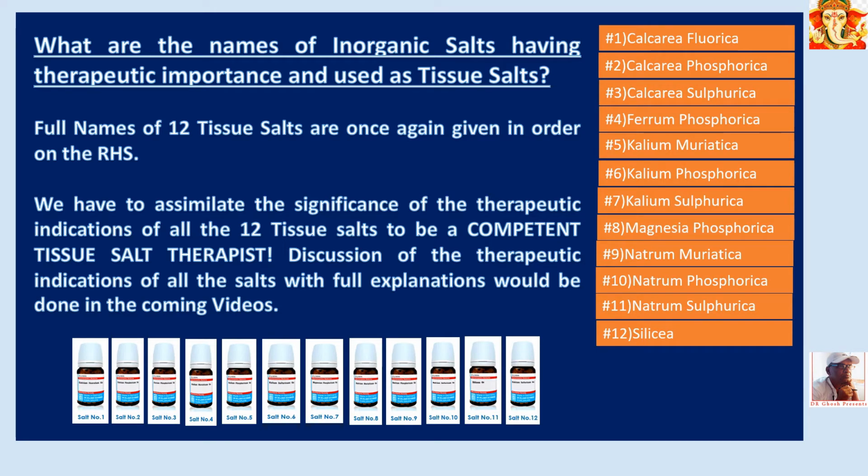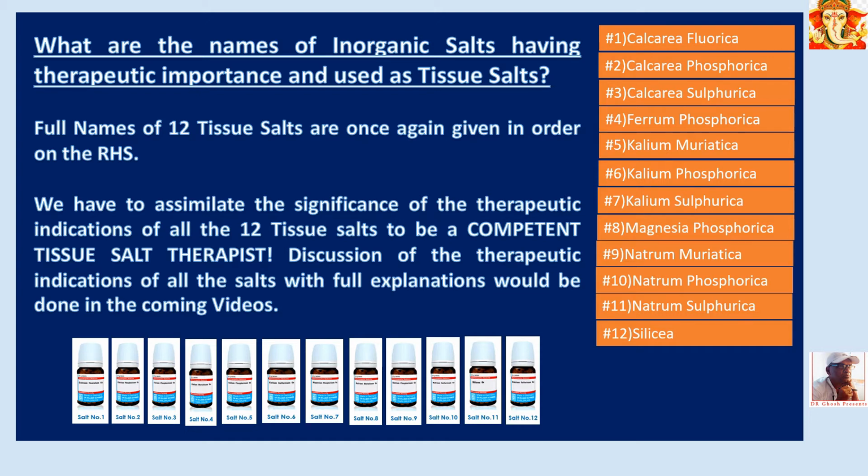Salt number 1, Calcarea fluorica. Salt number 2, Calcarea phosphorica. Salt number 3, Calcarea sulfurica. Salt number 4, Ferrum phosphorica. Salt number 5, Kalium muriatica. Salt number 6, Kalium phosphorica. Salt number 7, Kalium sulfurica. Salt number 8, Magnesia phosphorica. Salt number 9, Natrum muriatica. Salt number 10, Natrum phosphorica. Salt number 11, Natrum sulfurica. Salt number 12, Silicea.